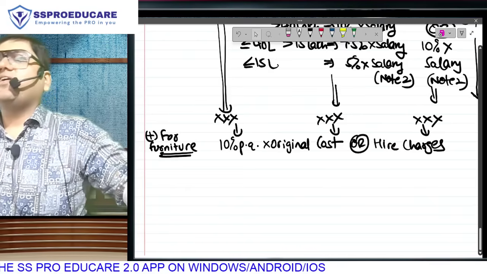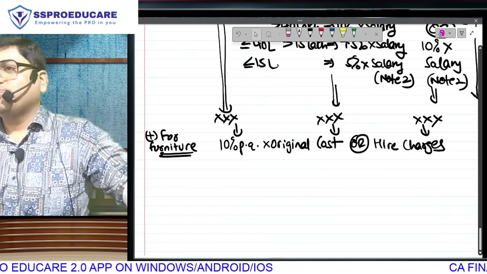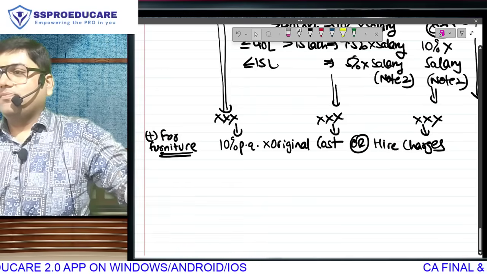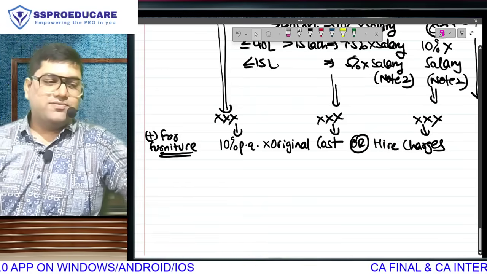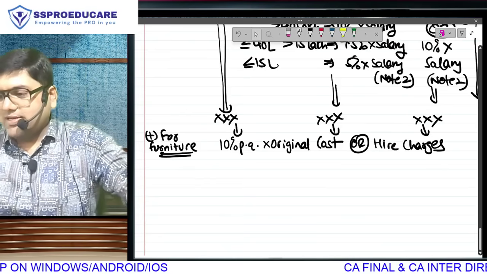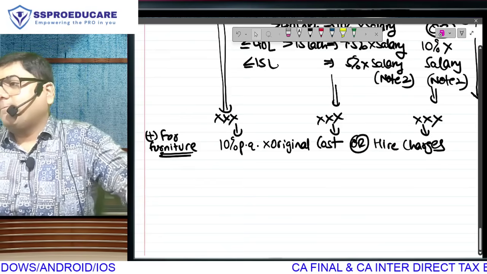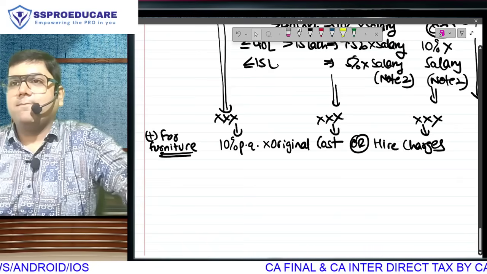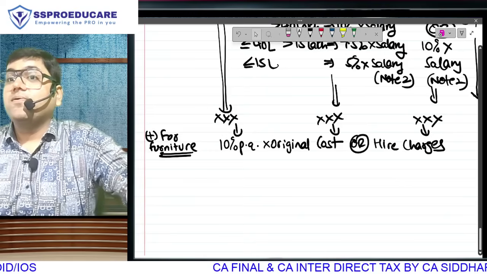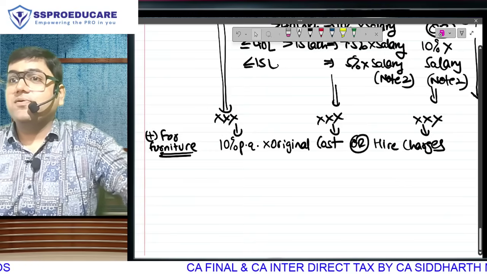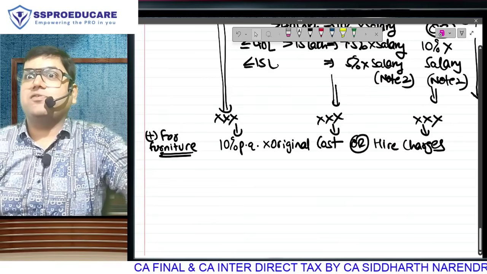Think, digest, analyze, give me the answer, please. Anybody giving me the correct answer with reason will be eligible for something. Higher. Why? For government employees, how is the benefit? Higher means the higher amount will be taxable, no? This is the perquisite value.